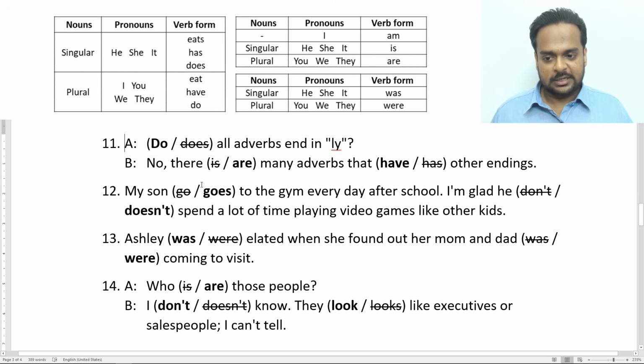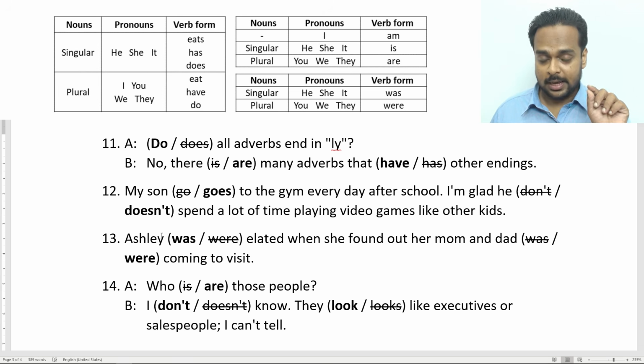Number 12, my son, singular. My son goes to the gym every day after school. I'm glad he doesn't spend a lot of time playing video games like other kids. 13, Ashley, singular again. Ashley was elated. Elated means she was very happy. Ashley was elated when she found out her mom and dad were coming to visit. Mom and dad are 2 people. Again, we have a compound subject. Mom and dad were coming to visit.